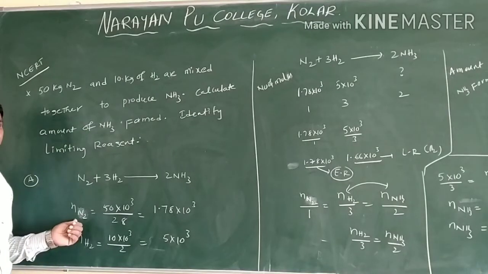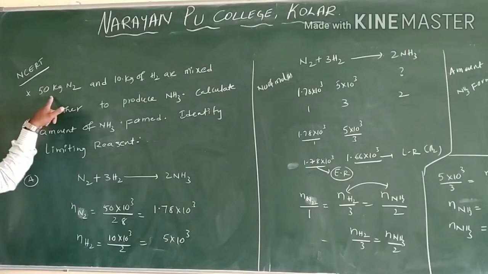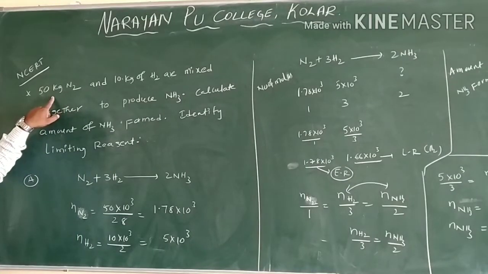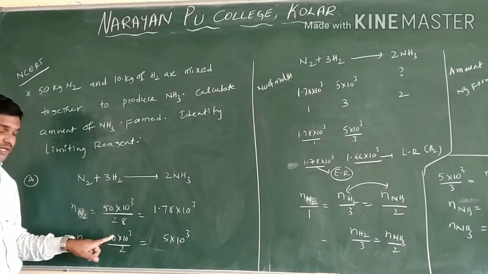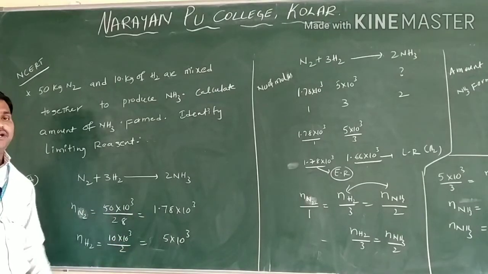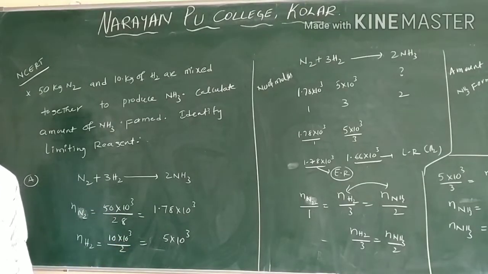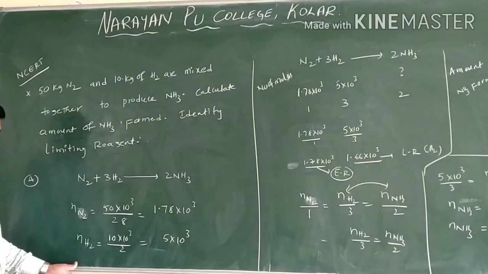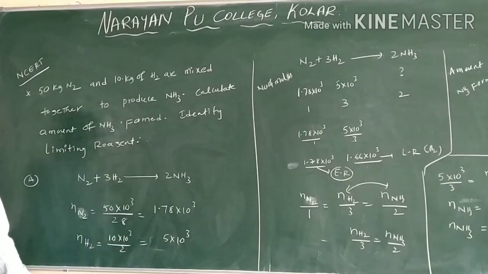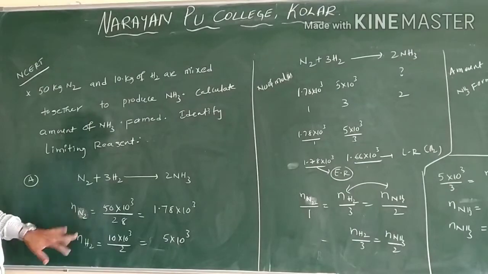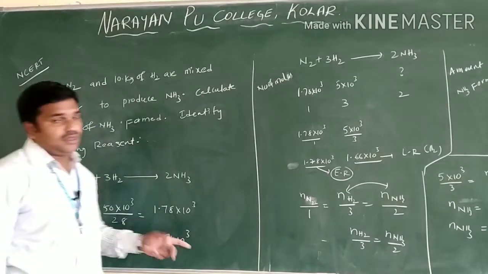Number of moles of N2: you know the formula, weight by gram molecular weight. Weight is given as 50 kg. I want to convert it into grams. You know 1 kg is equal to 1000 grams. I will write 1000 in the form of 10 cube. 50 into 10 cube by 28. I got 1.78 into 10 cube. For H2 we have 10 into 10 cube by 2, that means 5 into 10 cube. This is the number of moles of N2 and the number of moles of H2.